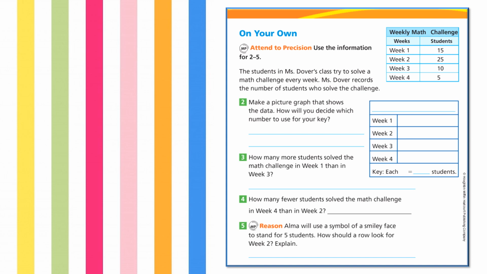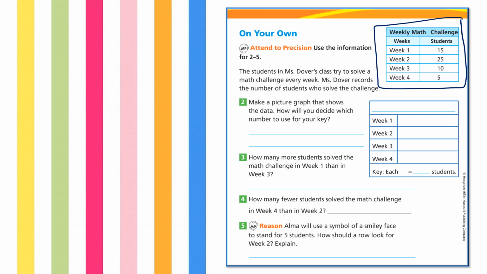So on your own, we see that we have a table, weekly math challenge. So weeks, week 1, week 2, week 3, and week 4, and students 15, 25, 10, and 5. So it says the students in Miss Dover's class try to solve a math challenge every week. Miss Dover records the number of students who solve the challenge. So boys and girls, it sounds like they're having a contest, kind of like we have an iReady. And they're recording how many students are solving the weekly math challenge.